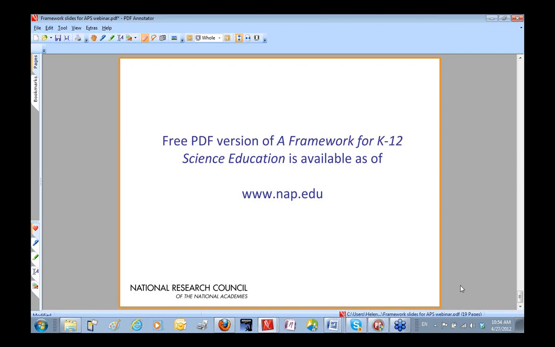This is not a decision the framework made. The framework is very explicit, saying we are not describing courses. We are not saying you teach physical science one year and life science the next year and earth and space science the next year. We are saying this is the content that every student should meet no matter what sequence of courses they're taking. And thinking about how best to organize high school is a whole other piece of work. Actually, it's a very large and important piece of work.